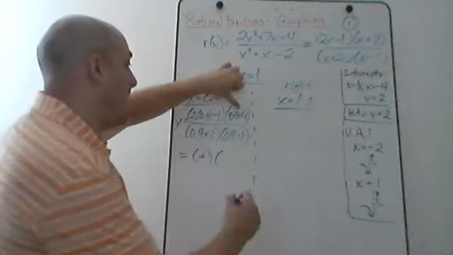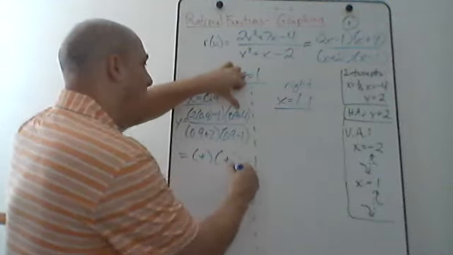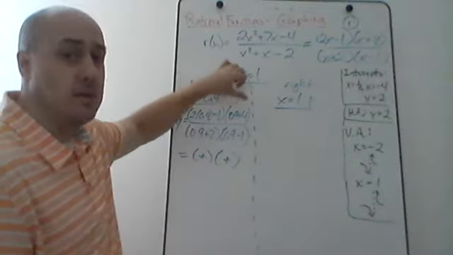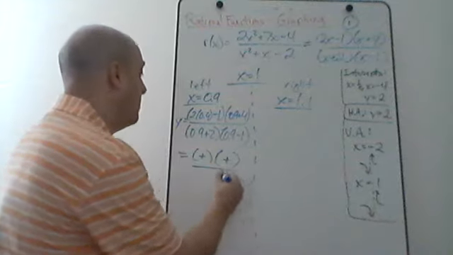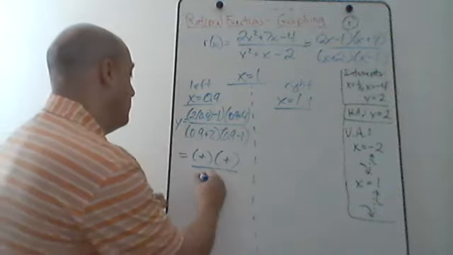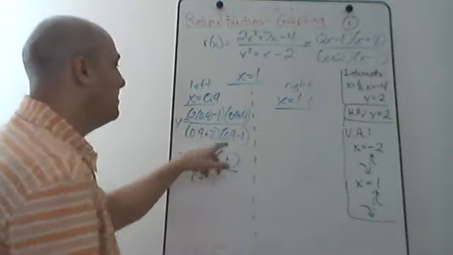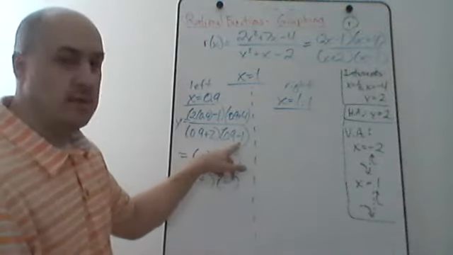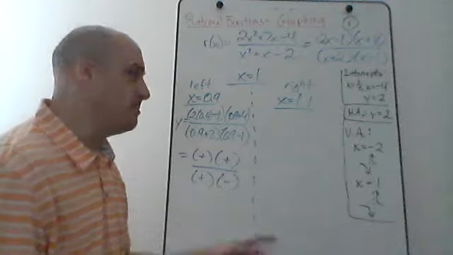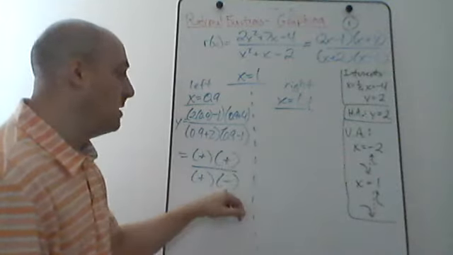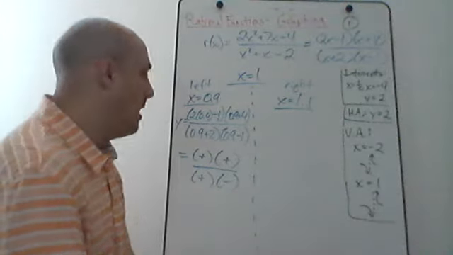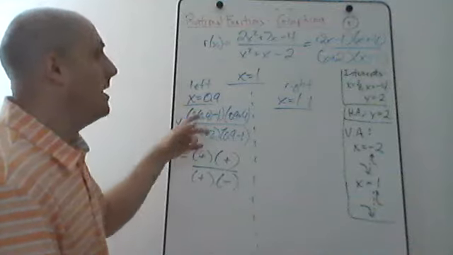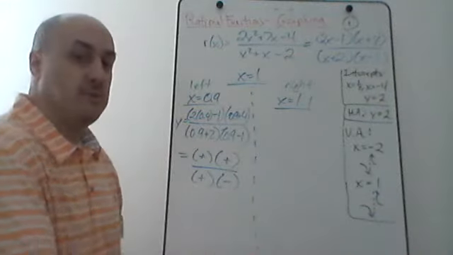If I do 0.9 plus 4, obviously that's going to be a positive number. It's going to be 4.9. 0.9 plus 2, that's going to be a positive number. 0.9 minus 1, that's going to be a negative number, because I'm subtracting a bigger number from a smaller number. It's going to give me a negative answer. So these are my factors, and all I care about is, is each factor positive or negative?